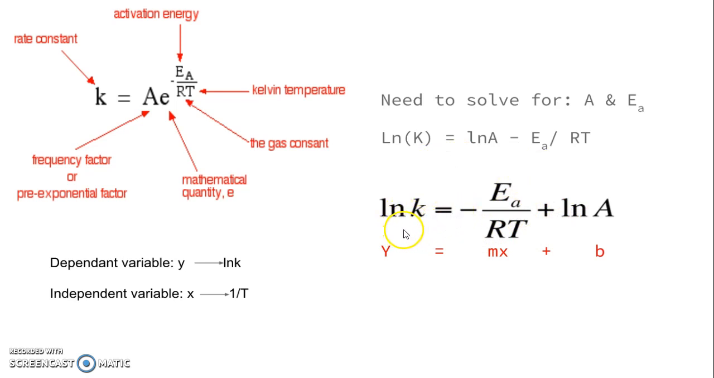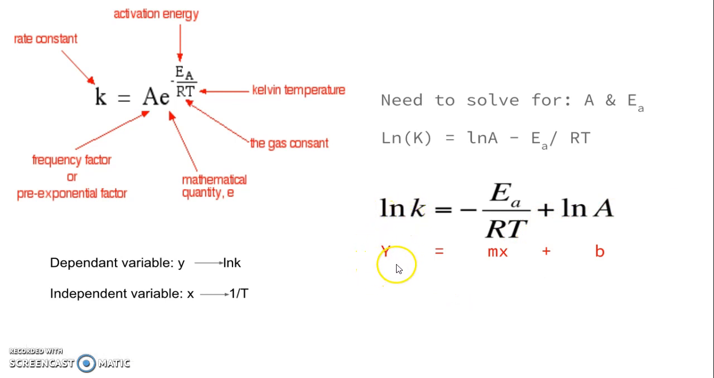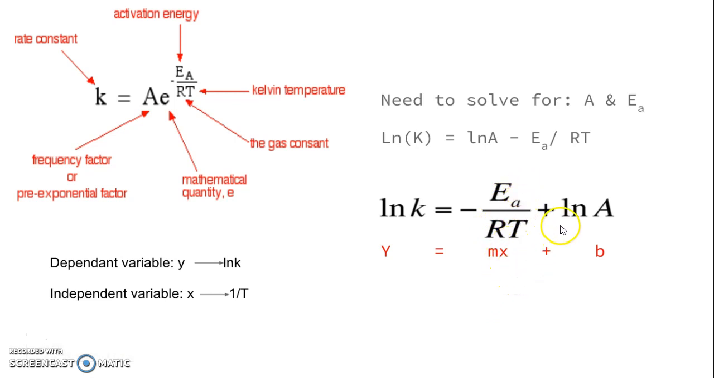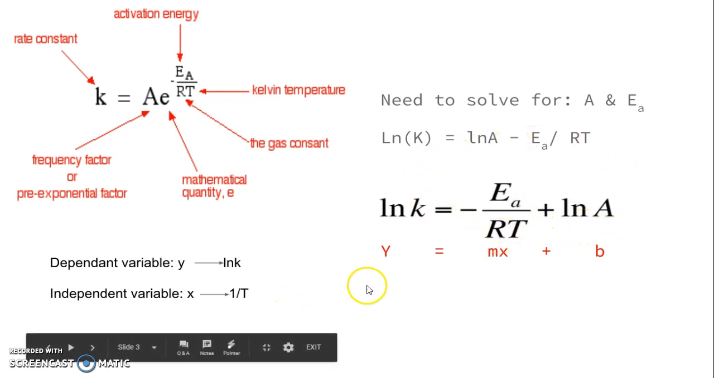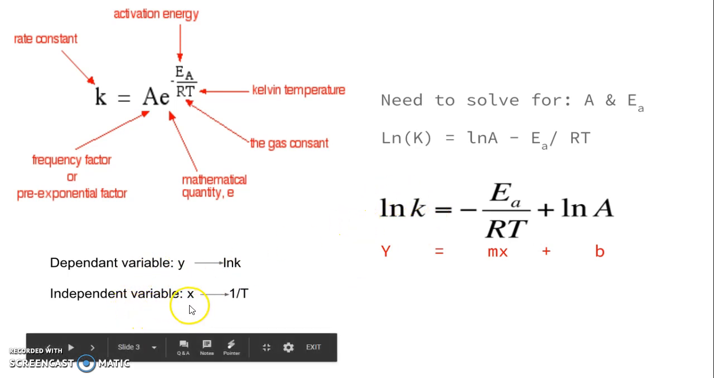Once we arrange it, we get ln of k is equal to negative Ea over R times 1 over T plus ln of A. So now we see that ln of k is going to be our y, negative Ea over R is going to be our m, which is our slope, and 1 over T is going to be x, plus our intercept, which is going to be ln of A. From this, we realize that the dependent variable is y, which is our ln of k, and our independent variable is x, which is our 1 over T.